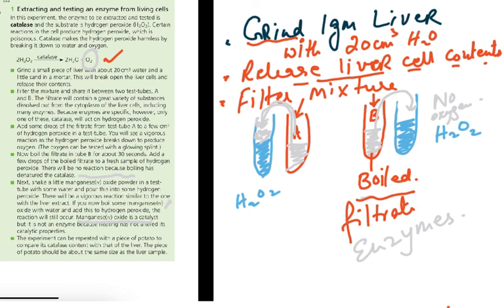This experiment can be repeated with a piece of potato to compare the catalase content with that of the liver. And the potato, of course, should be the same mass. As I said, grind 1 gram of liver. So the next thing you can take is 1 gram of potato, grind it, and similarly filter it and do the same process again. So basically, this is extracting and testing an enzyme from living cells. Hydrogen peroxide is a substrate, and the enzyme which we have extracted from the living cells is catalase.